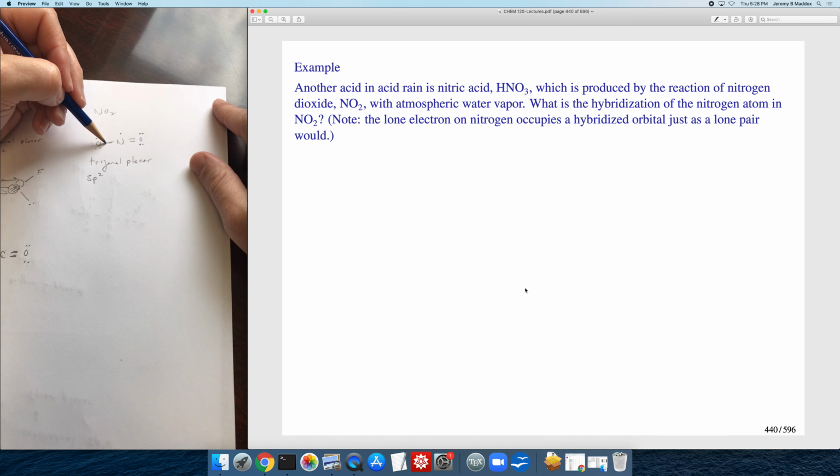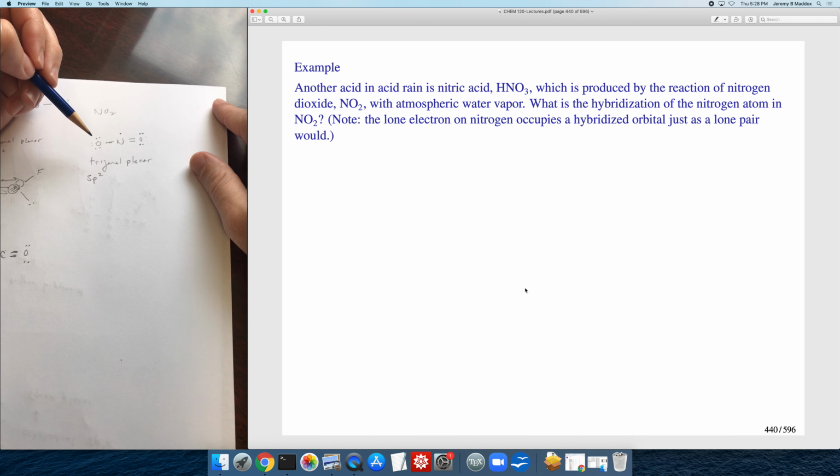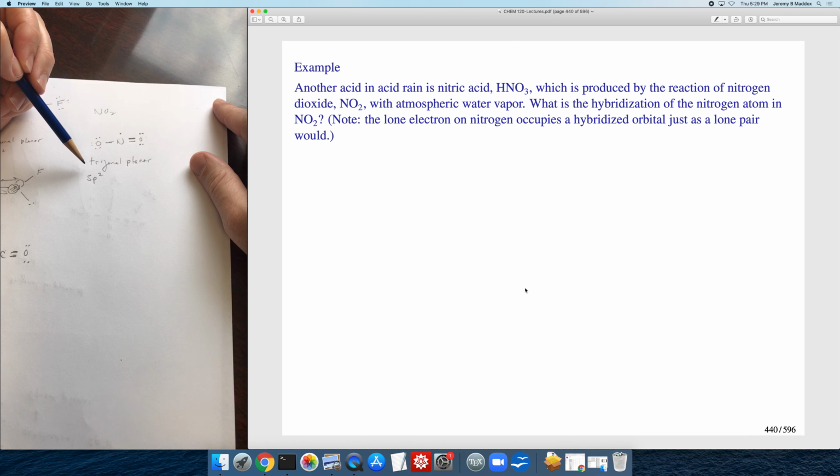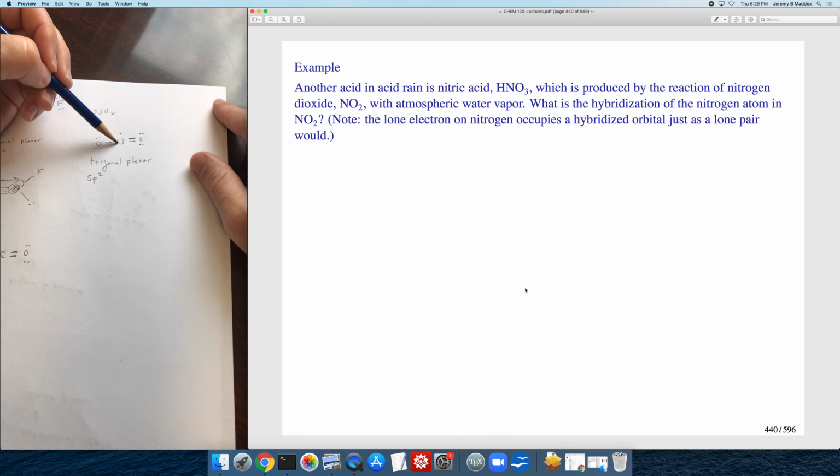Again, this sigma bond would involve an sp2 on nitrogen and an atomic orbital on oxygen. This single electron would occupy an sp2 orbital on nitrogen. This first bond of the double bond would involve an sp2 on the nitrogen and an orbital on the oxygen, and then the second bond within the double bond would involve an unhybridized p orbital on nitrogen and a p orbital on oxygen.